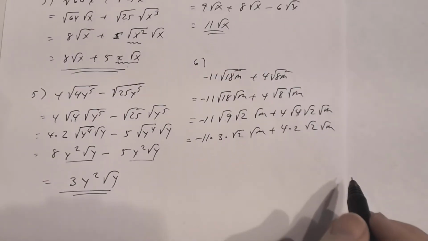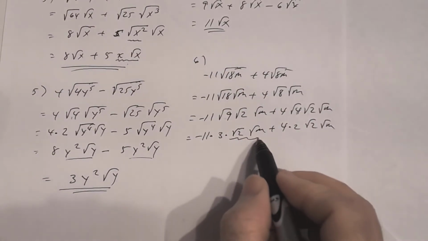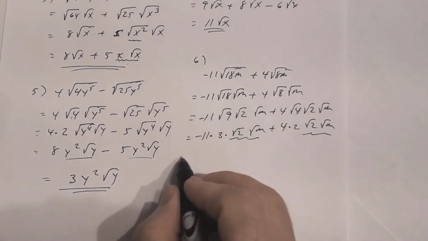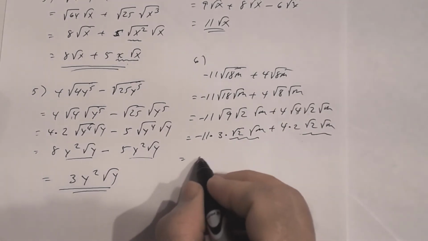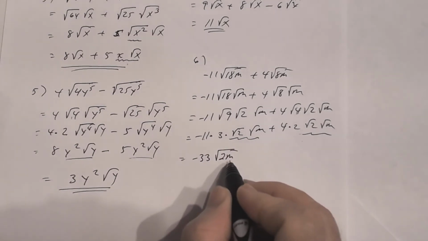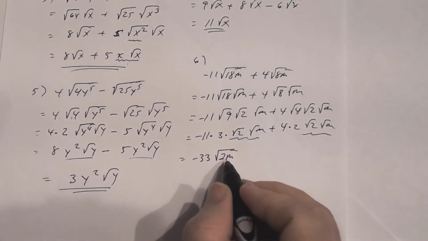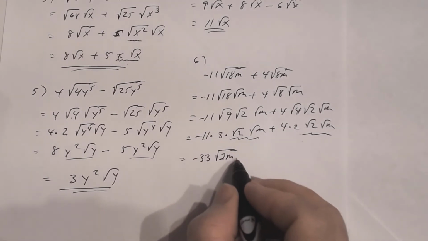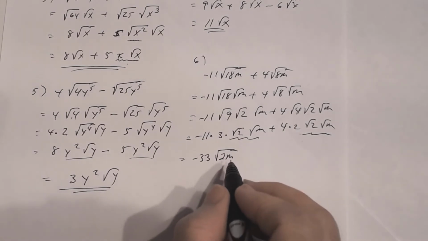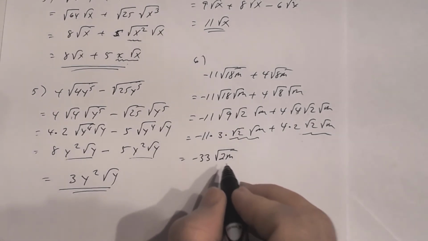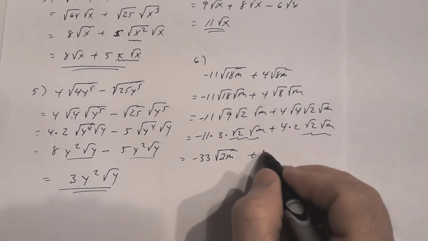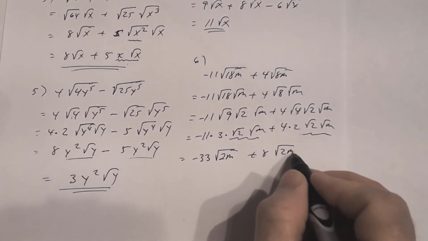All right, now at this point, you want to rewrite this as one square root, in both cases. All right, so -11 times 3 is -33 times the square root of 2m. Notice the m is in the radicand, so you've got to make sure it looks like that. Don't write it to where there's some ambiguity. You've got to make sure that it's noticeable that m is part of the radicand. 4 times 2 is 8, so I get 8, and the same thing, square root of 2m.